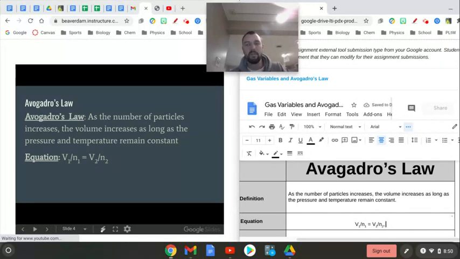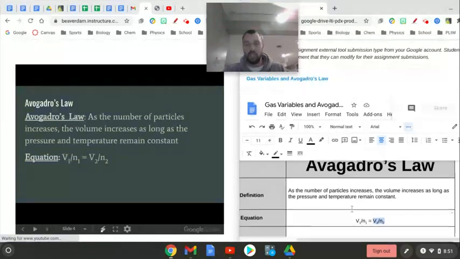Because we know V is volume and N is number of molecules. I'll take that comma away there. All right. The 1 is just like an initial case, what it was like before the Mentos or before something happened. And then the 2's over here are now in a new case. Something changed. Okay. So the volume changed. So how did the number of molecules change?